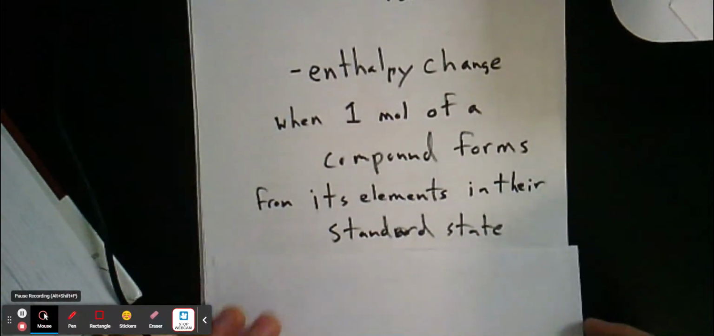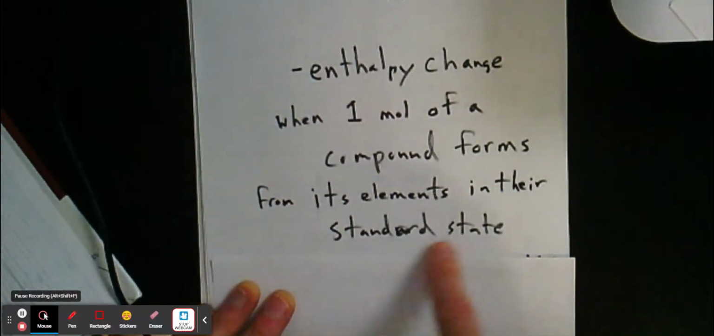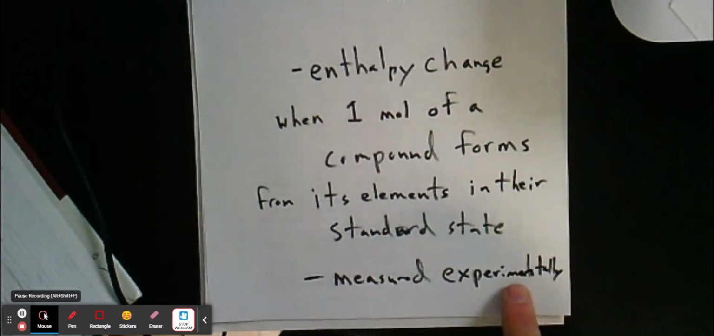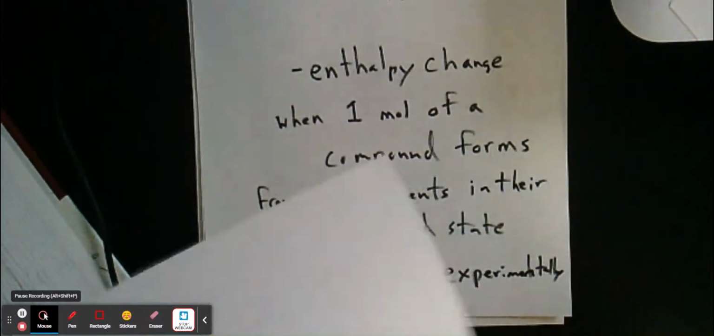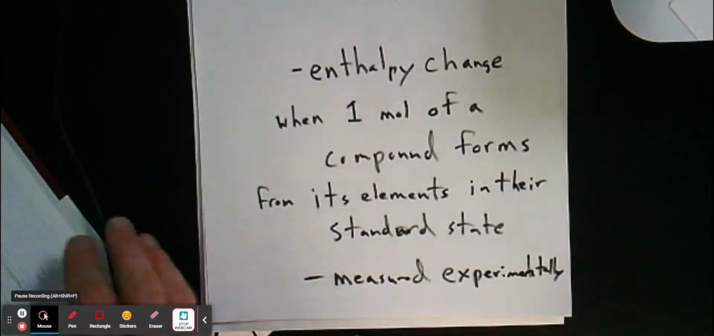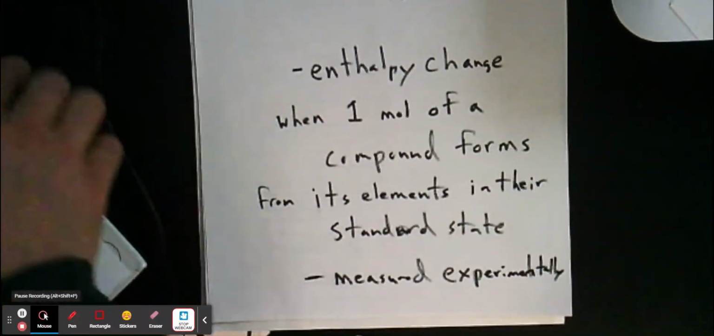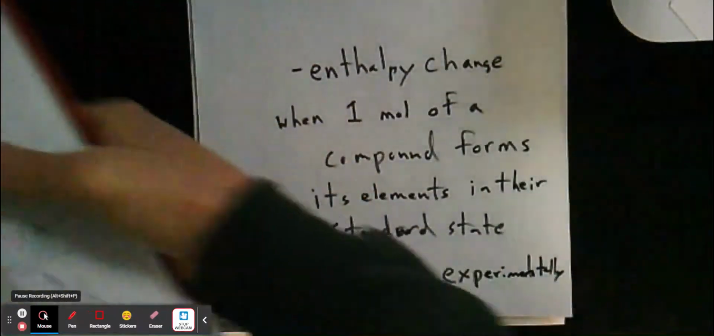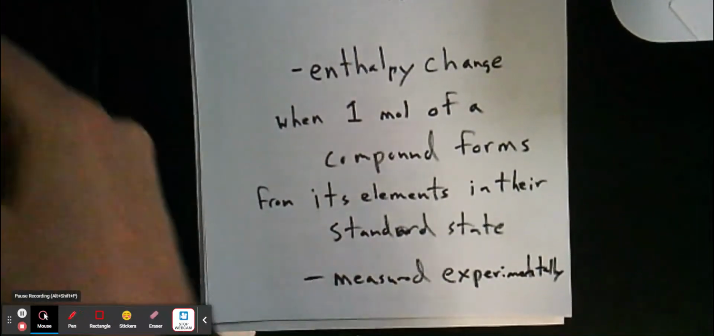And it comes from this, all right? And like I had said, you have to do this in a lab. So these values, which you're not going to be expected to know, you can see them listed in the back of our text, or any text, there's going to be lots of them. They're measured experimentally, all right?